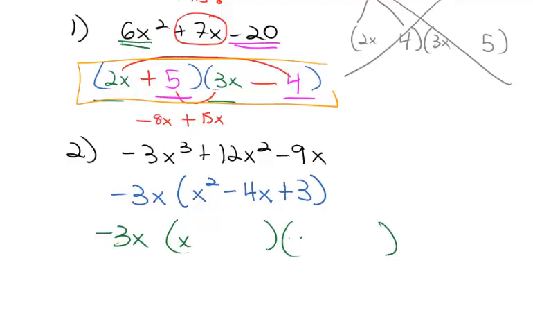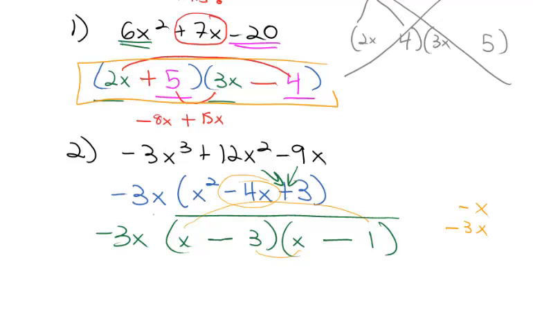X squared is probably x times x. 3 is probably 3 times 1. And so we check it on the outside. X times 1 is x. On the inside, 3 times x is 3x. Can we use x and 3x to get negative 4? Yes, if they're both negative. So we'll make them both negative. Negative 3 and negative 1. Notice a negative times a negative is a positive 3, like we want at the end. We have our solution.